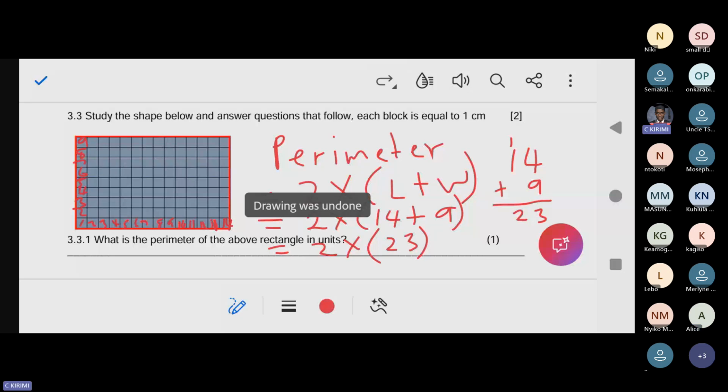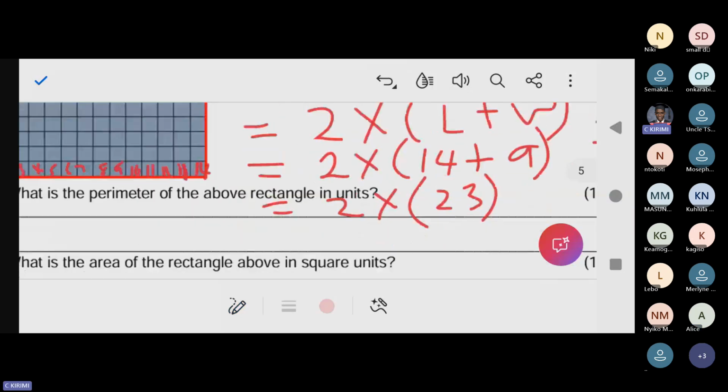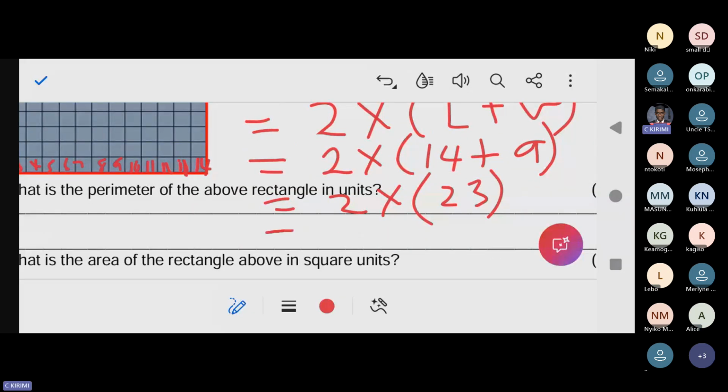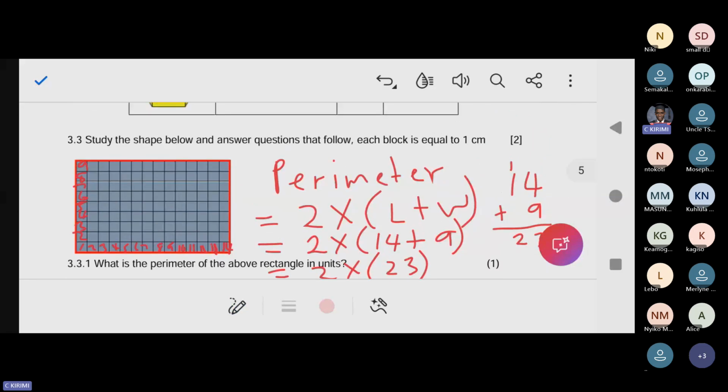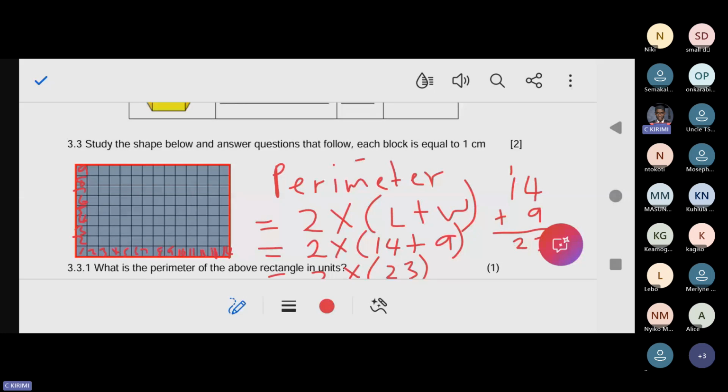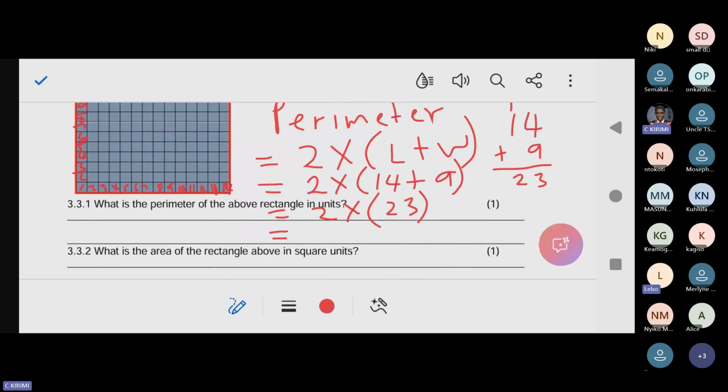Units. Perimeter, we said we don't measure it in square units, but in what? Units. And you have been told that one unit, or each block, is 1 centimeter. So instead of writing 46 units, you are writing 46 what? Not square units. It's not area. I told you in class.